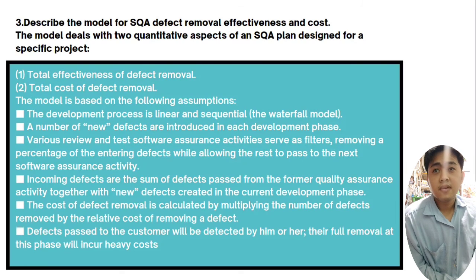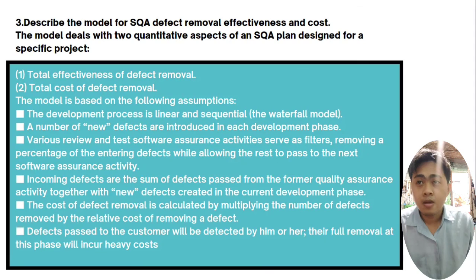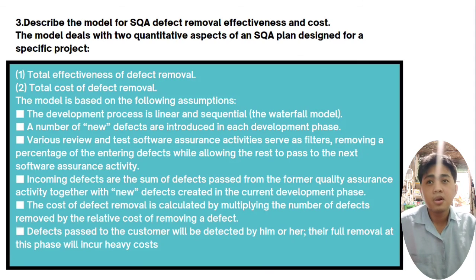Lastly, the cost of defect removal is calculated by multiplying the number of defects removed by the relative cost of removing a defect. Defects passed to the customer will be detected by him or her. Their full removal at this phase will incur heavy cost.